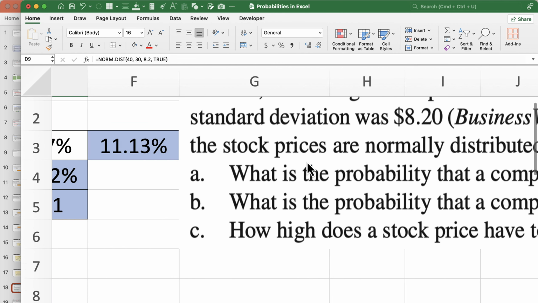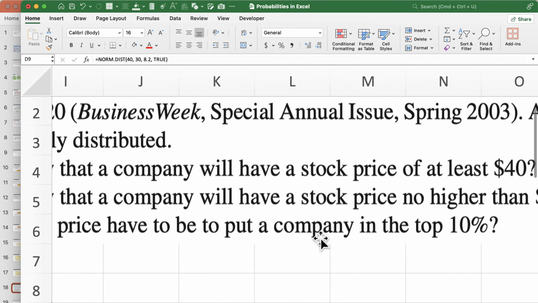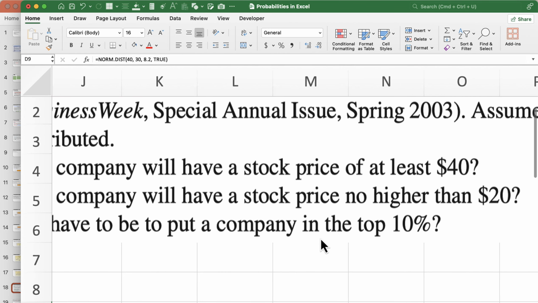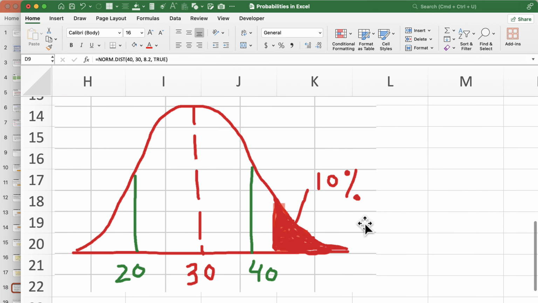And the last one is, how high does the stock price have to be to put a company in the top 10%? Now this top 10% is about probability. This $40 was the value of x, this $20 is also the value of x, and this 10% is not the value of x, but its probability. So top 10% would be like this one. So we have to calculate the value of x to put the company in the top 10%.